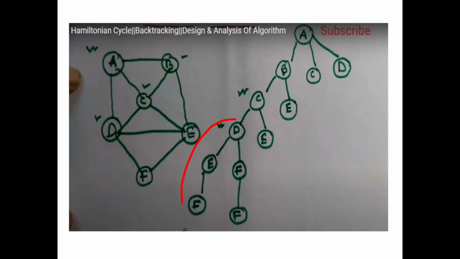From D, what are the adjacent vertices? From D to F, we have one vertex. From D, E is already covered. Like this, we continue the process, covering all the vertices: A to B, B to C, C to D, D to E, E to F. Like this we cover the adjacent vertices and generate the solution set for the Hamilton cycle.